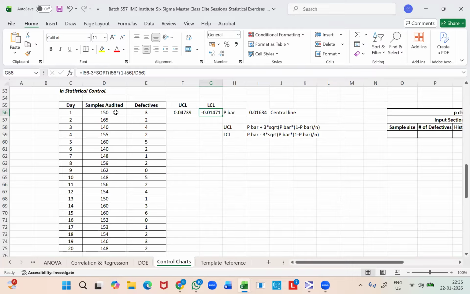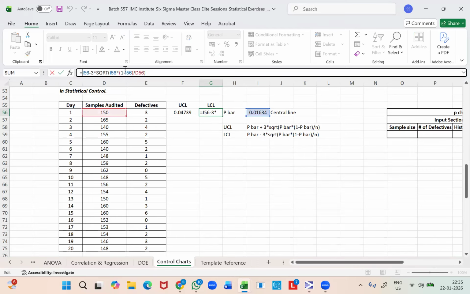So I get a negative value for LCL. All these control limits cannot take negative values, so if you get a negative value, then we need to make it 0. LCL cannot take negative values, so you need to make it 0 in case you get a negative value for the lower control limit. I'll make a small adjustment to this formula: I'll put the maximum of 0 comma this quantity. So in case we get a negative value for LCL, it will pick 0 as the value straight away.